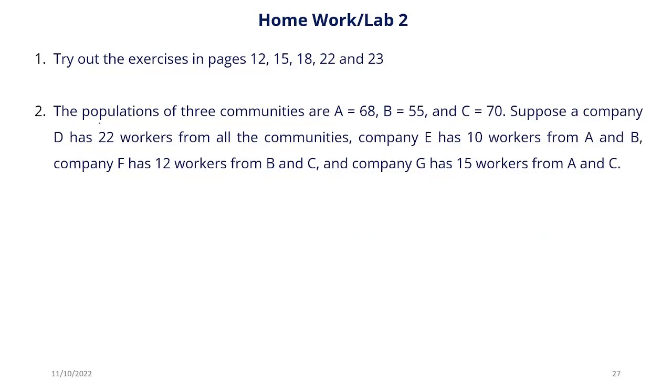Second question is a challenge question. We've seen an example for 2 sets. Now I'm extending it to 3 sets. And you can follow the same principles that we used before to solve the one of 2 sets to get the solution of this one. The populations of 3 communities are A equal to 68, B equal to 55, and community C equal to 70. Suppose a company D has 22 workers from all the communities. Company E has 10 workers from A and B. Company F has 12 workers from B and C. And company G has 15 workers from A and C.